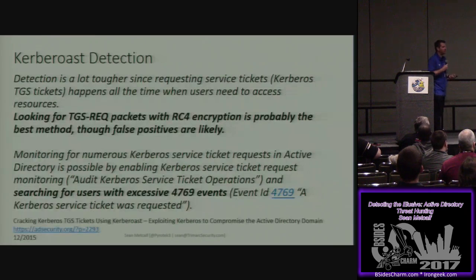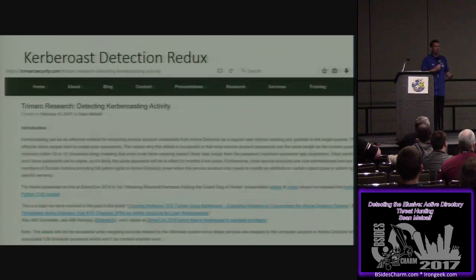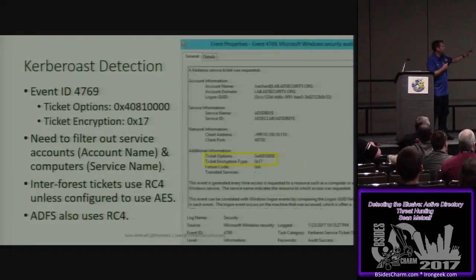So how do we detect this? About a year and a half ago, I put up a blog post on potential detection: TGS-REQ packets with RC4 on the network, and searching for excessive 4769 events. Recently I decided to look at this again and ask how we can detect this. So I put up a post on the Trimarc Security website as well as on ADSecurity. This is the nuts and bolts of it: look at event ID 4769 with specific options, as well as ticket encryption type 0x17, which is RC4.